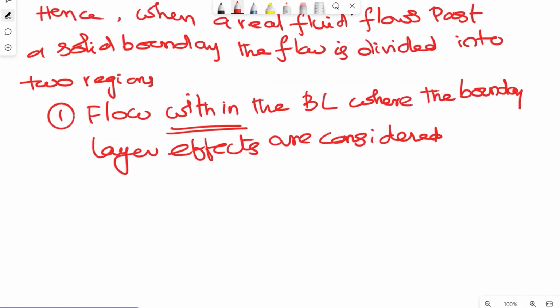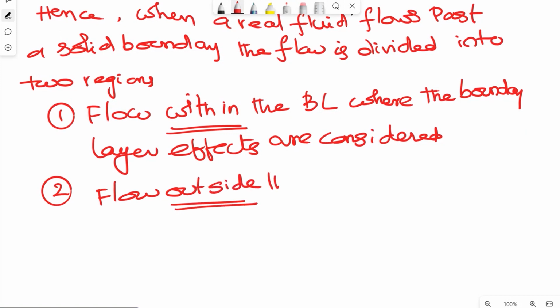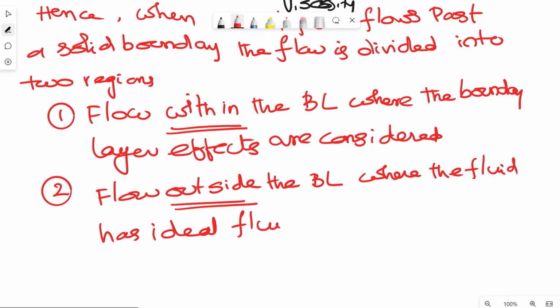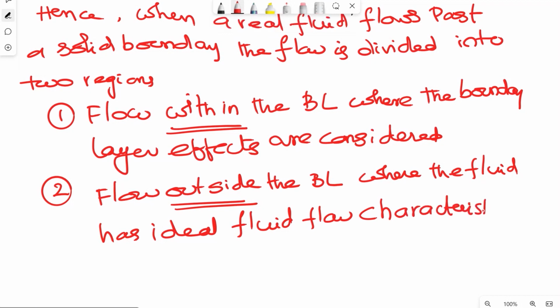So this happens only at the boundary. Then second, flow outside the boundary layer, where the fluid has ideal fluid flow characteristics. So this is the thing.